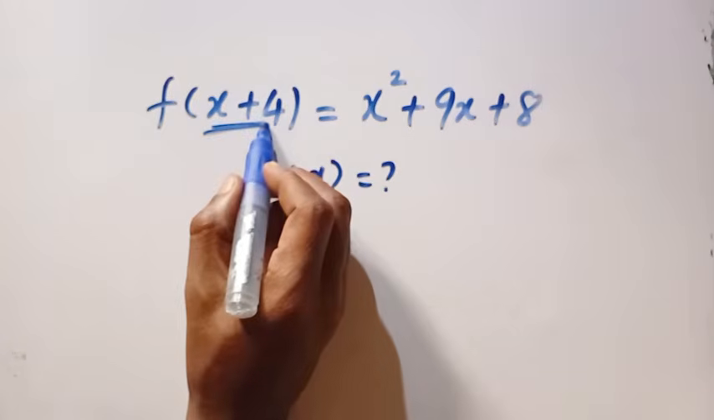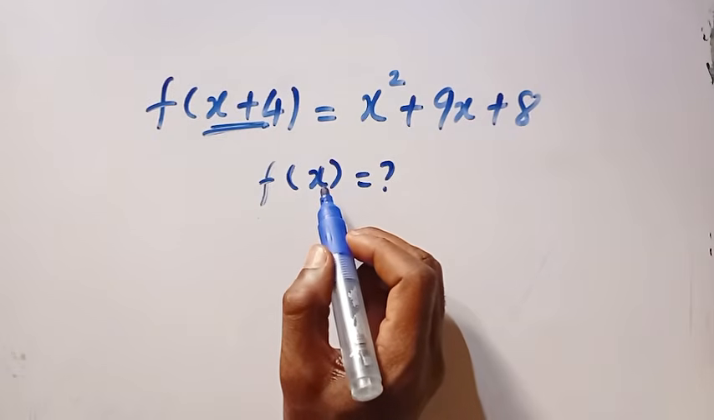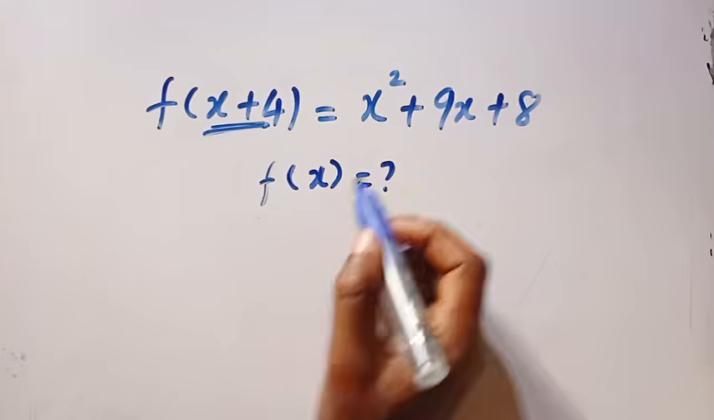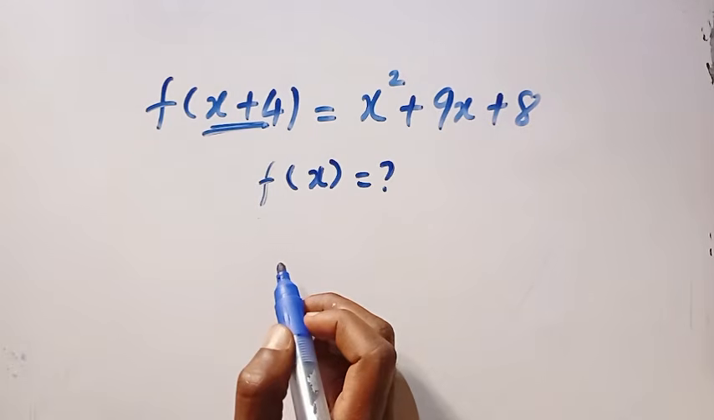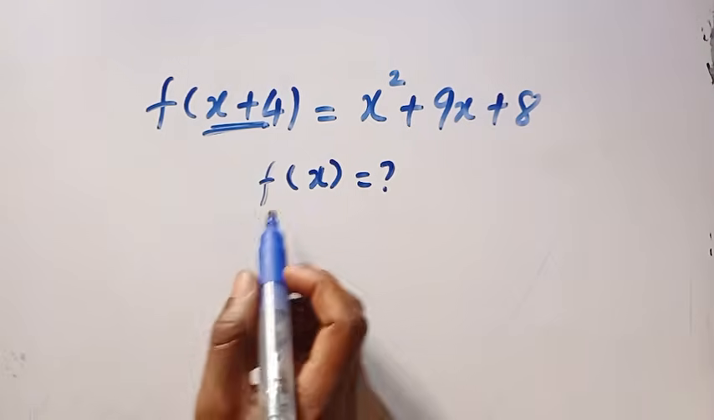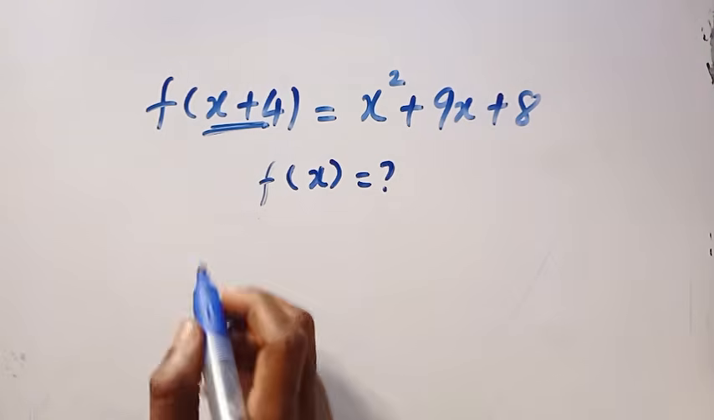This is f of x plus 4 and we want to break it down into f of x. First thing is, looking at this side is a quadratic, x squared plus 9x plus 8. So how can we reduce this into f of x? Let's see how to solve it.